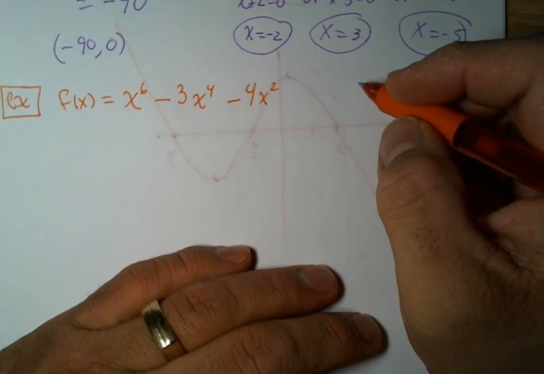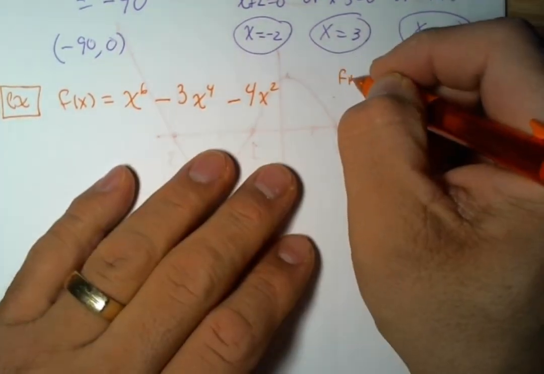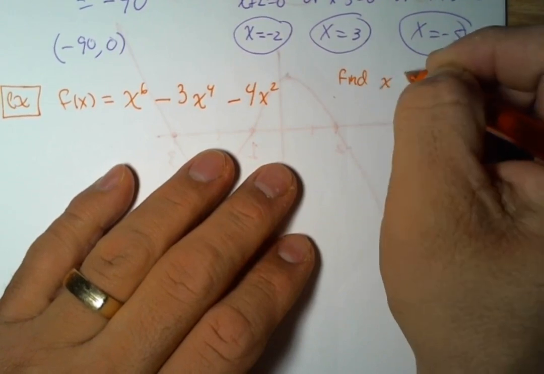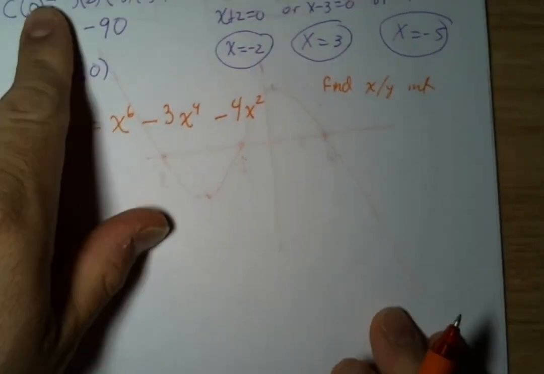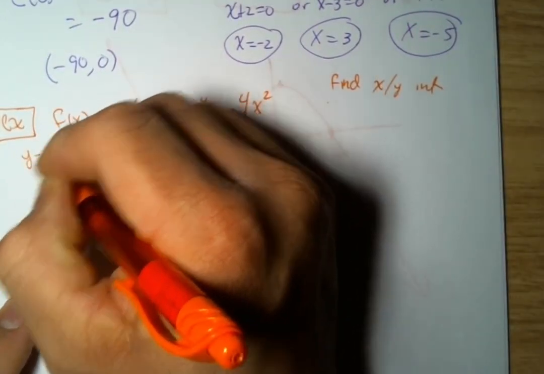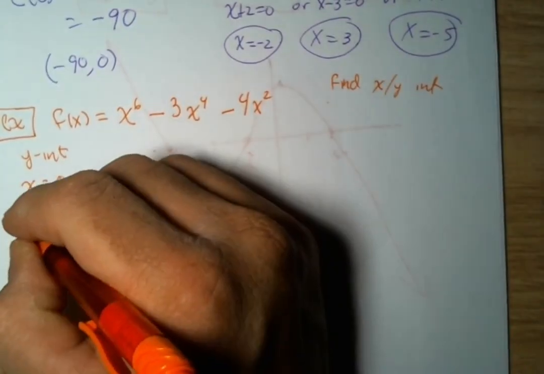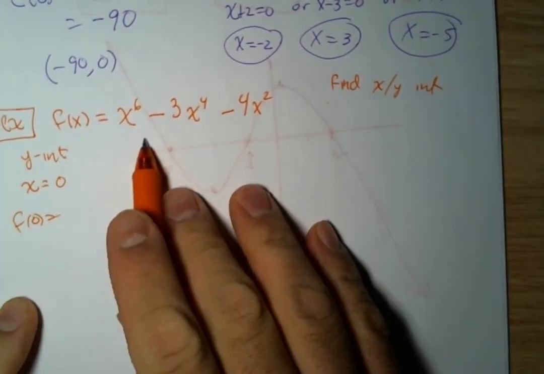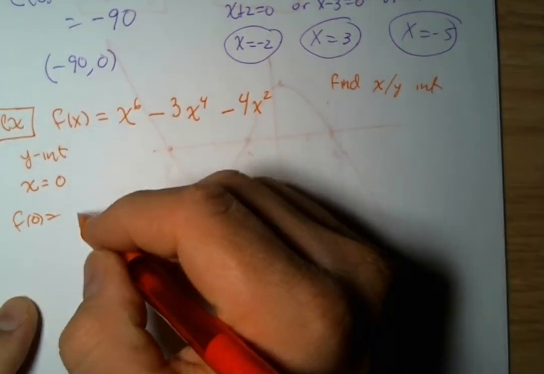Alrighty then. So again, the goal here is to find the x and y intercepts. All right, let's do the easy one here, the y-intercept. x equals 0. So f of 0. All of these get plugged in with a factor of 0, so that goes to 0.